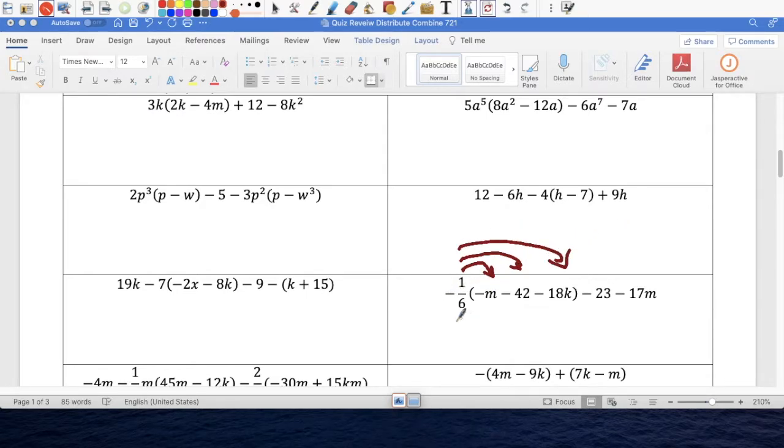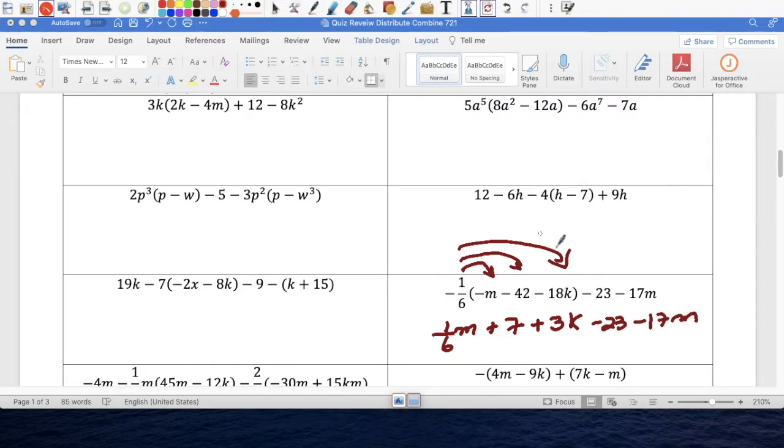So, negative times a negative is a positive, so that's just 1/6m. Negative times a negative is a positive again, and 1/6 of 42 is just 7. Negative times a negative is a positive again, and then 1/6 of 18 is just 3, but don't forget the k. Minus 23, minus 17m.